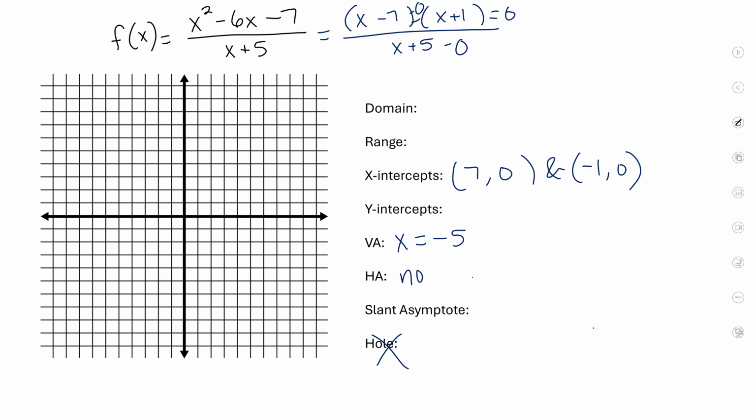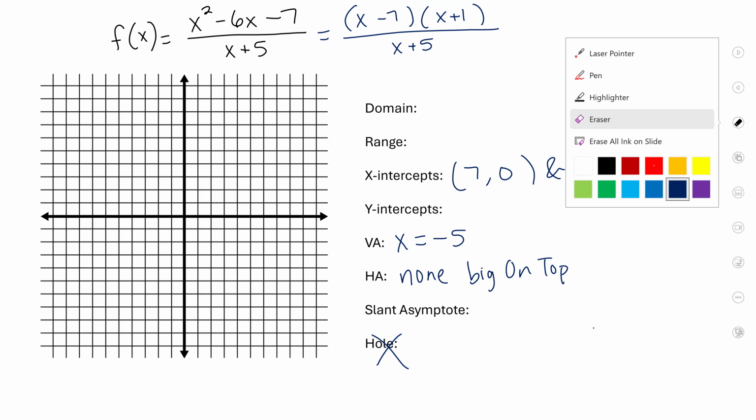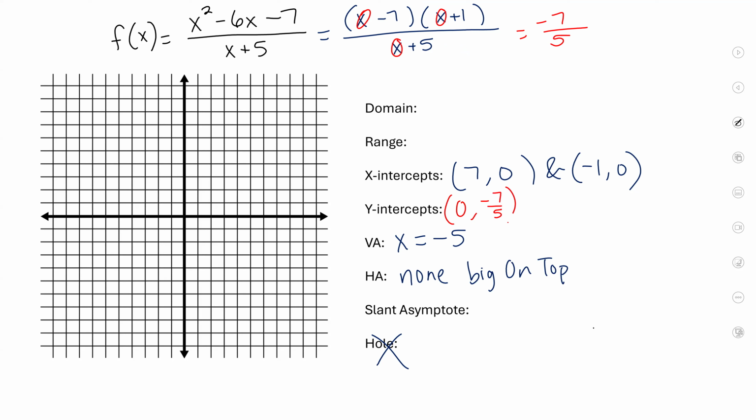Are there any horizontal asymptotes? No, because it's big on top. Okay, I'll put none. Y-intercepts, you should have plugged in all of the zeros. If you plug in zeros everywhere, this is 0, so you get 5 in the denominator. And you get -7 times 1, you get -7. So that's your y-intercept, 0, -7 fifths. Yes, these are being multiplied. So this becomes -7 times 1, which is -7.